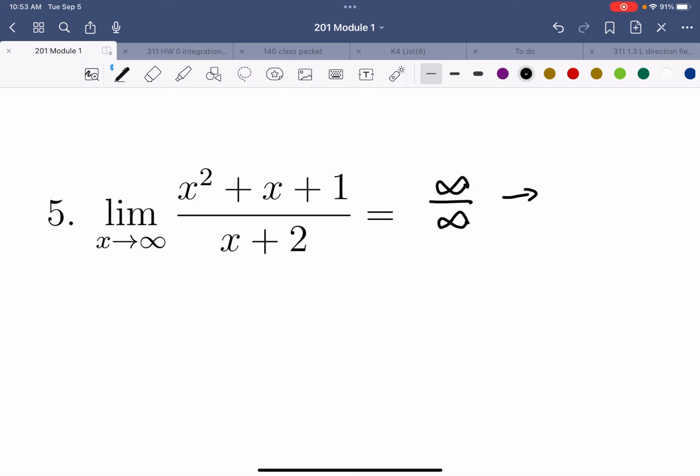We then have to do something else, right? Because I can't divide infinities. That doesn't make sense. So let's take a look at what the graph looks like.